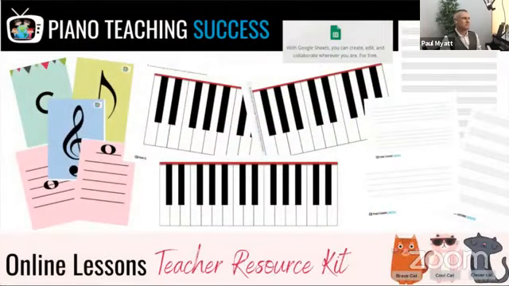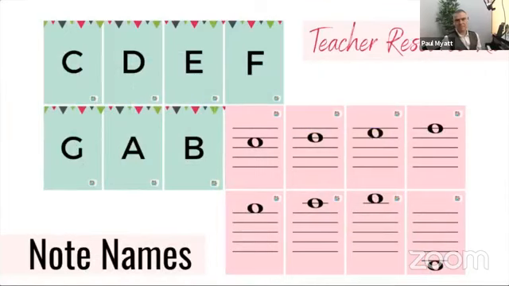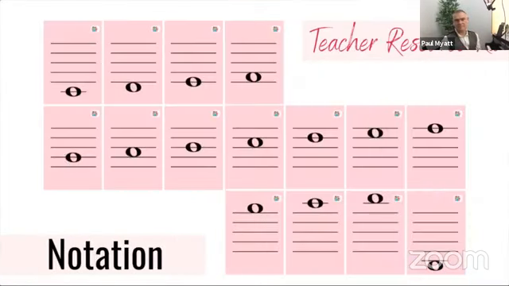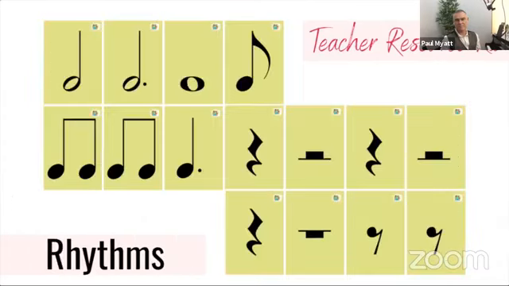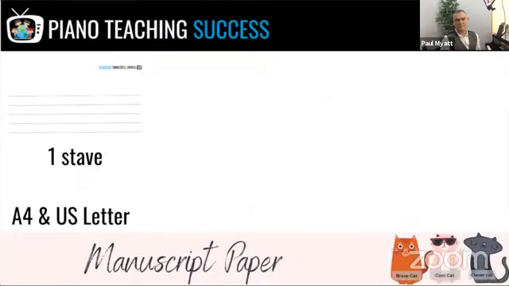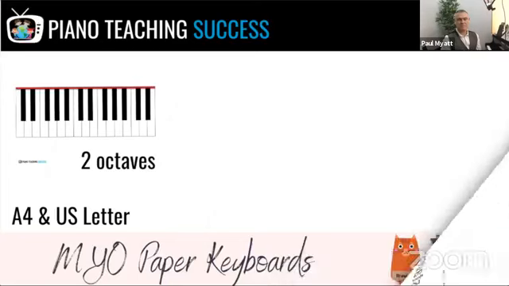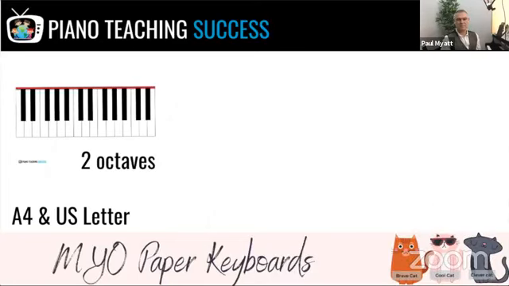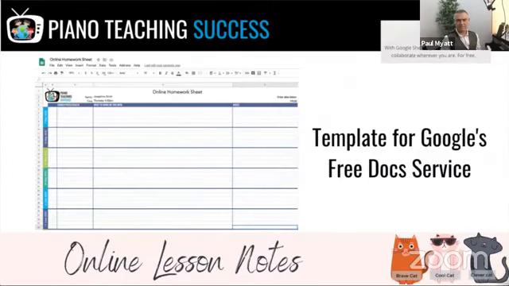The first thing I'm going to show you in the teacher resource kit is the flashcard party with 64 flashcards for you to print out. We've made them in colour, but if you don't have a colour printer, we've also got black and white versions. There's note names, symbols, notation and rhythm. There's a 1-stave, 2-stave, 6-stave and 12-stave manuscript PDF for both A4 and US letter. Make your own paper keyboards, 2 octaves and then a 2-page 3-octave keyboard. For online lesson or homework notes with your student, a template for Google's free Docs service.